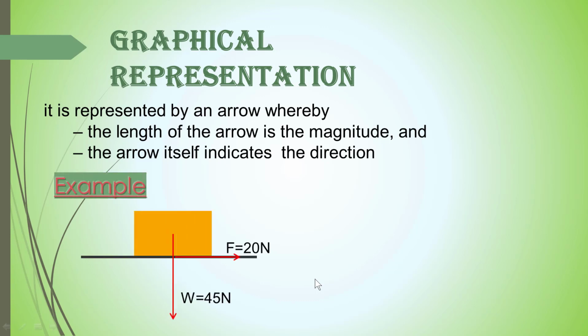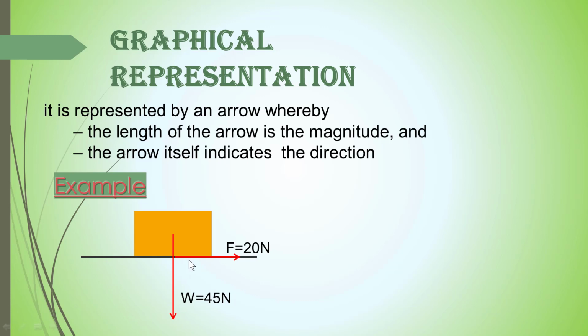For example, if we are showing a force, this arrow represents the weight. Weight is a vector quantity. The length of this vector shows its magnitude, 45 Newton, and it is acting in the downward direction. So the arrowhead represents its direction. The length of the arrow tells us about the magnitude, and the arrow tells us about the direction. And we have another force over here.